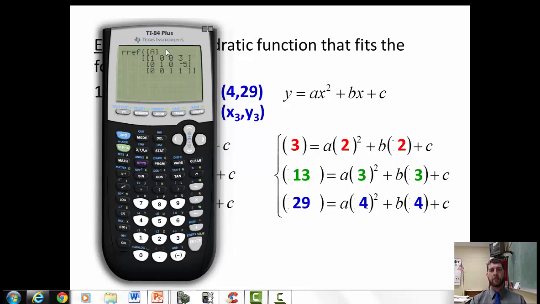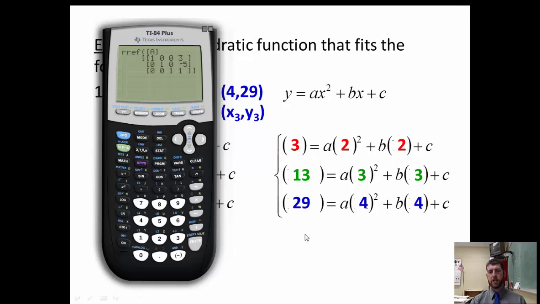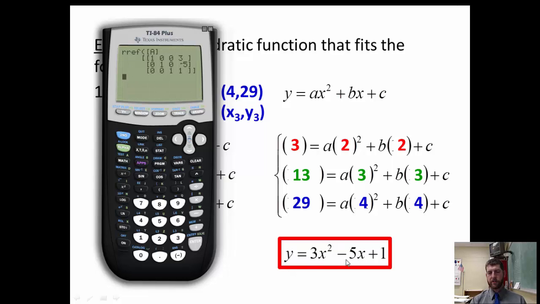I have my identity matrix on the left side, so that means the right column is my solution. So 3, negative 5, 1, and remember how to read this. This was my A column, so 1A equals 3. 1B is equal to negative 5. 1C equals 1. So if we have y equals ax squared plus bx plus c, we should get our final function, y equals 3x squared minus 5x plus 1. A was 3, B was negative 5, C was 1. So that is the equation that fits those points.